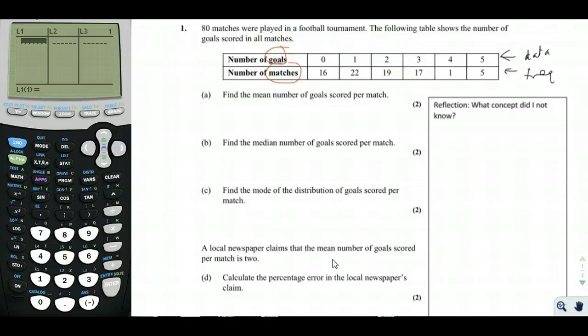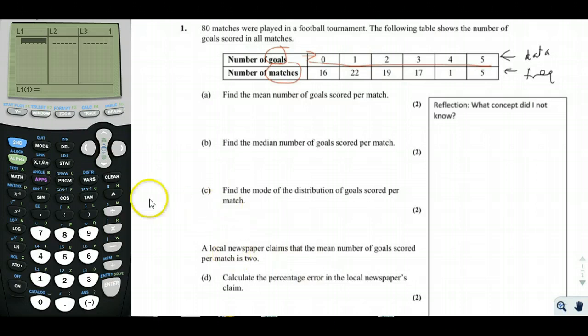Just remember that the data is always going to look very regular. It's going to be data ranges that are the same width, or it's going to be numbers that are consecutive and increasing, okay? So that's why you can tell that this is the data. All right, find the mean number of goals scored per match.